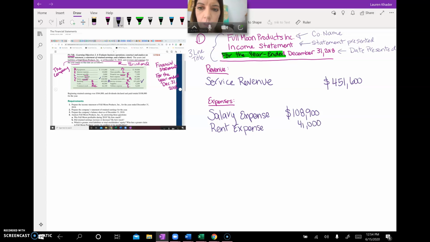And honestly, the order doesn't really matter, but sometimes the textbook wants you to because we have software engineers that are creating it. So if it tells you to follow a certain order, definitely use that for the homework. For interest expense, we have $10,000.